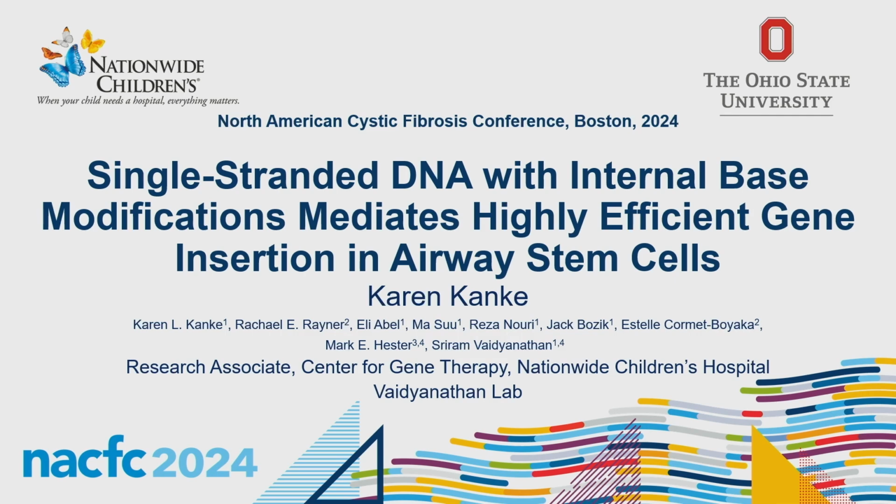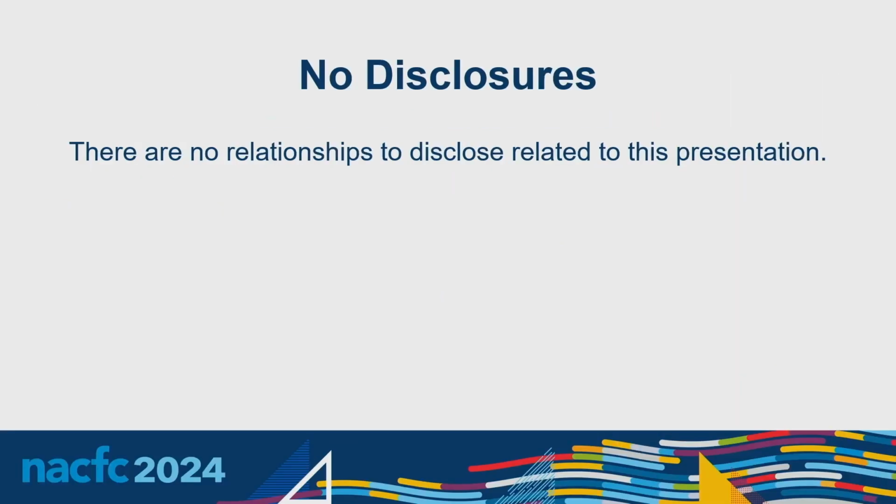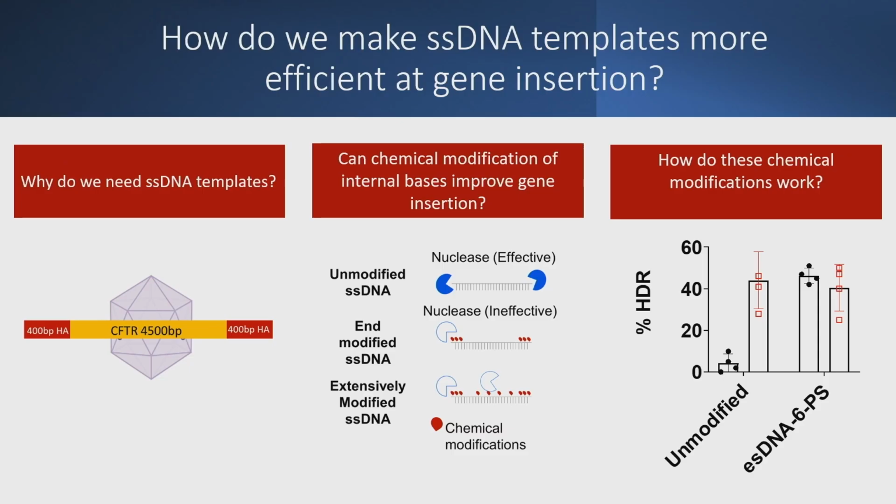Today I'm talking about single-stranded DNA with internal base modifications that mediates highly efficient gene insertion in airway basal cells. I have no disclosures. So how do we make single-stranded DNA templates more efficient at gene insertion? I hope to answer that question and a few others, like why do we need single-stranded DNA templates? And can chemical modifications with internal base modifications improve gene insertion? And also how these chemical modifications work.